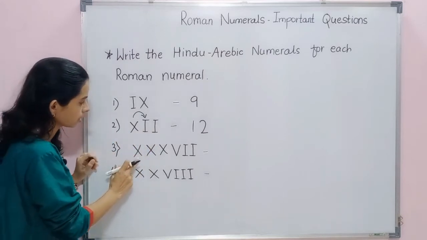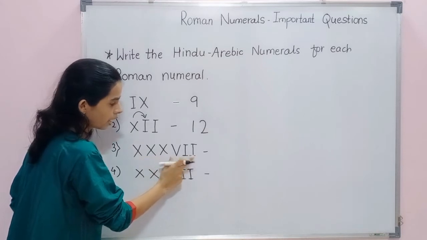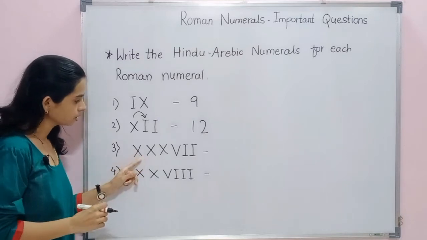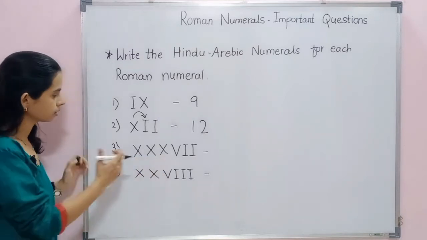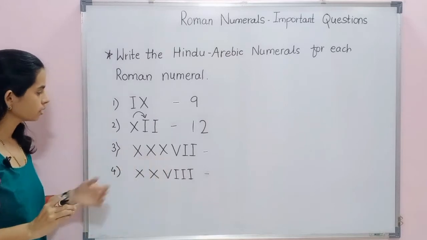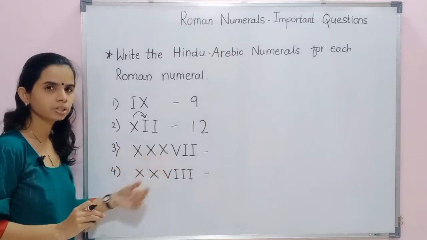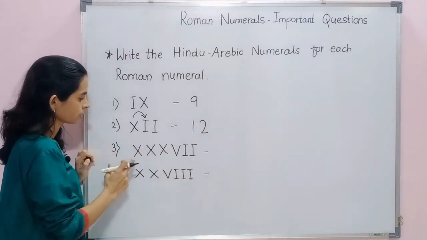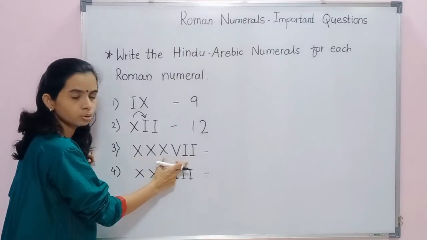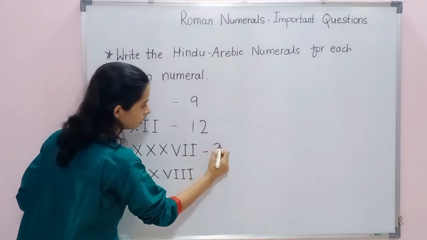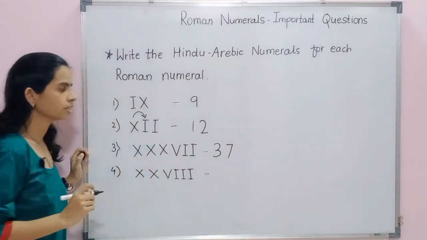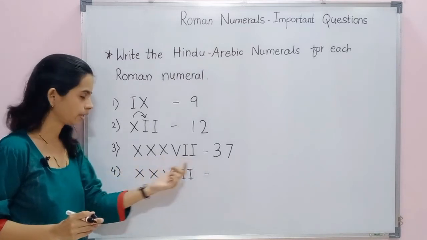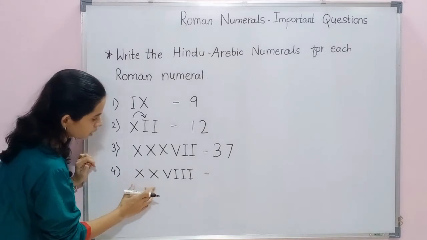Third example is XXXVII. Here when we read it, we come to know that this XXX comes 3 times, means 10 plus 10 plus 10, we get 30, and this VII represents the number 7. So we will add this 30 and 7. We will get 37. So 37 can be represented by the symbol XXXVII.